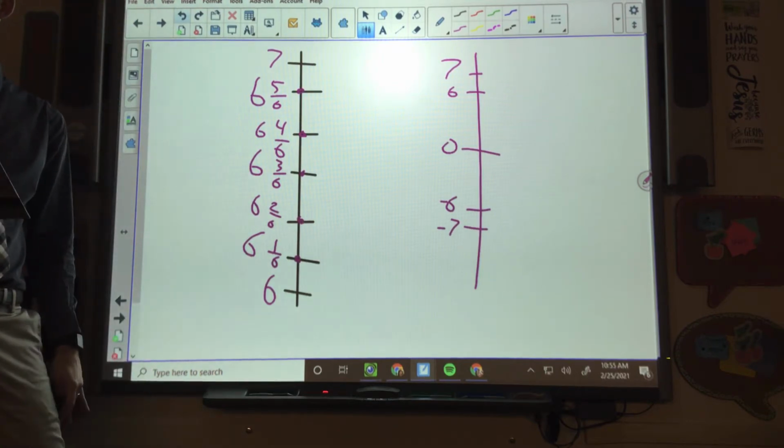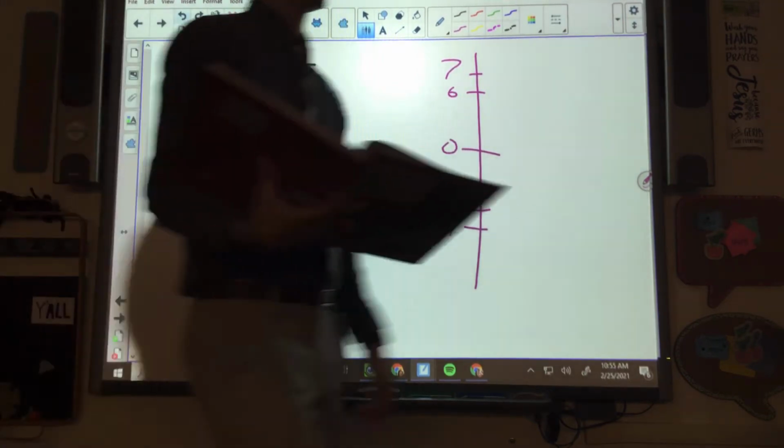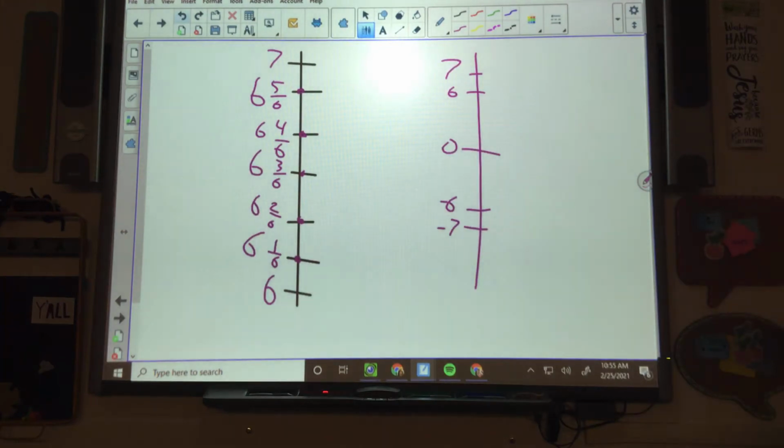Alright, number 12, I'm just going to show you guys a picture because I'm not drawing that whole thing right now. Number 12 is me. Well, yeah, I did it, I just don't want to take the time in class to do all of that.